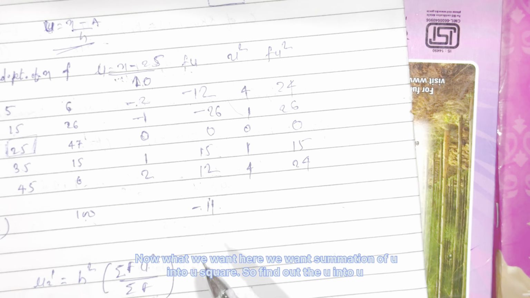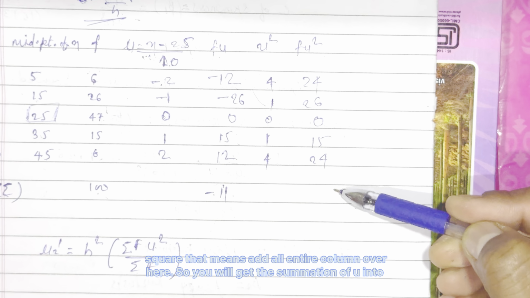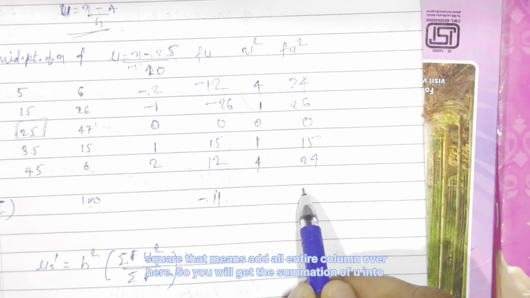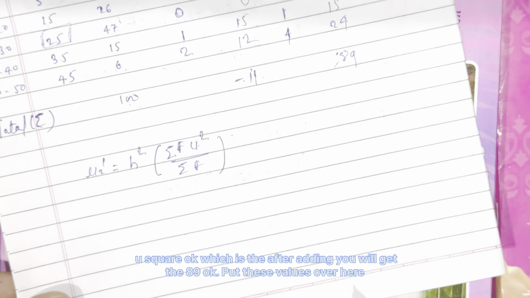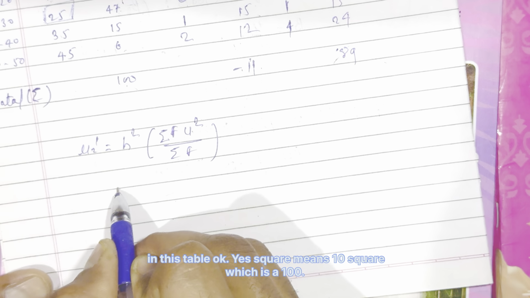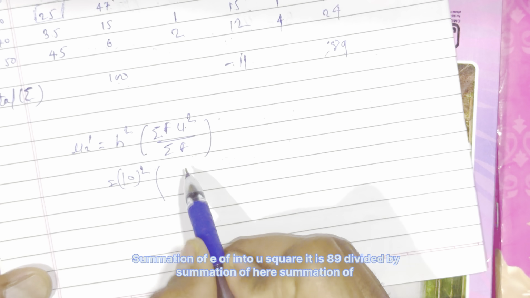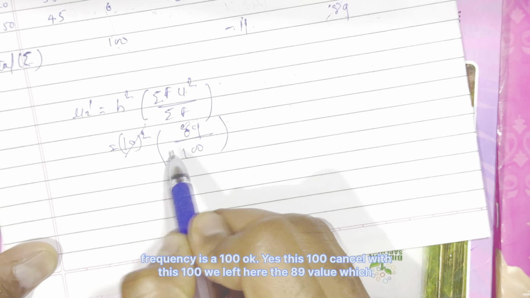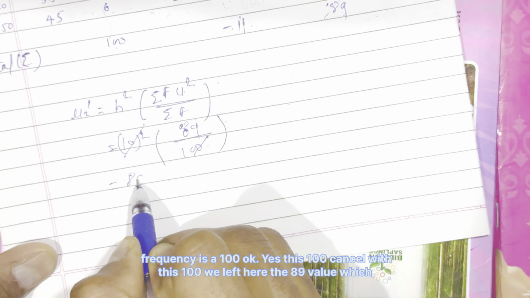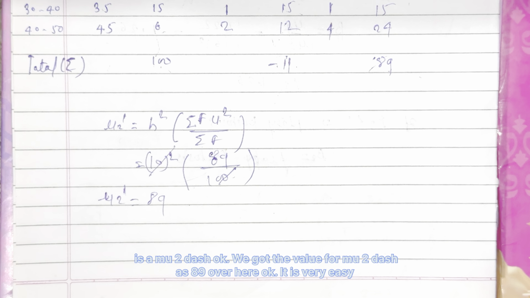Now we want summation of f into u square, so add the entire column over here. After adding you will get 89. Put these values in this table. h square means 10 square, which is 100. Summation of f into u square is 89, divided by summation of f, the summation of frequency, 100. This 100 cancels with this 100. We are left with 89, which is mu2 dash. So we got the value for mu2 dash as 89.